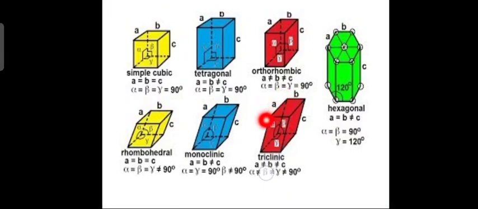You can see here A is longer, B is shorter, C is still longer, okay, they are not equal. Alpha is not equal to beta, not equal to gamma. So, none of the bond angles is equal to 90 degrees, okay. So, these are some of the crystal structures, okay.